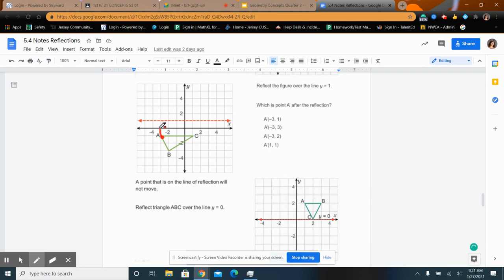So this is how far away? Oh, good. You already did it. Perfect. It's going to be right here. -3, +3. Very good.